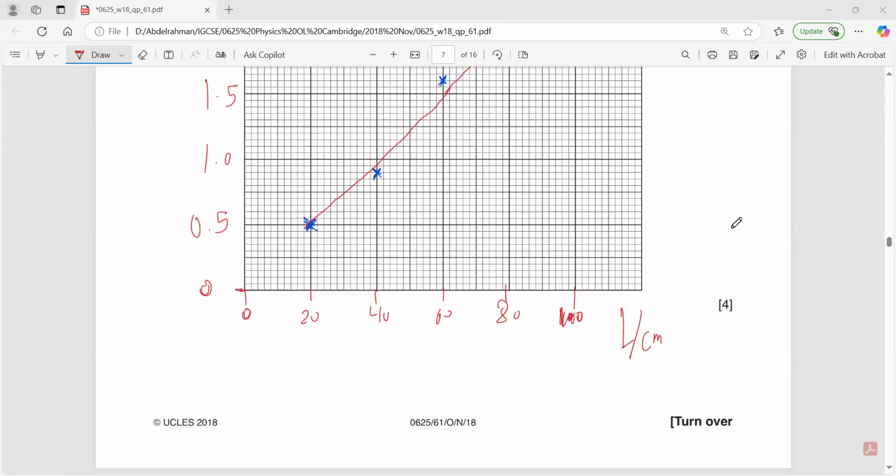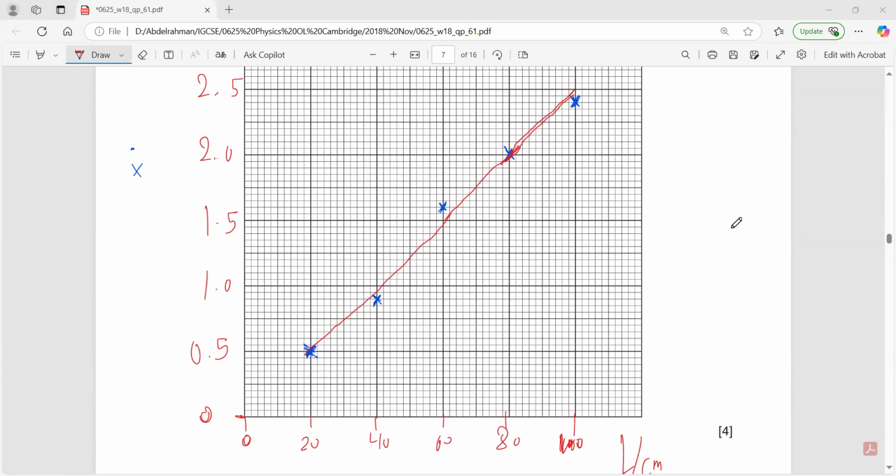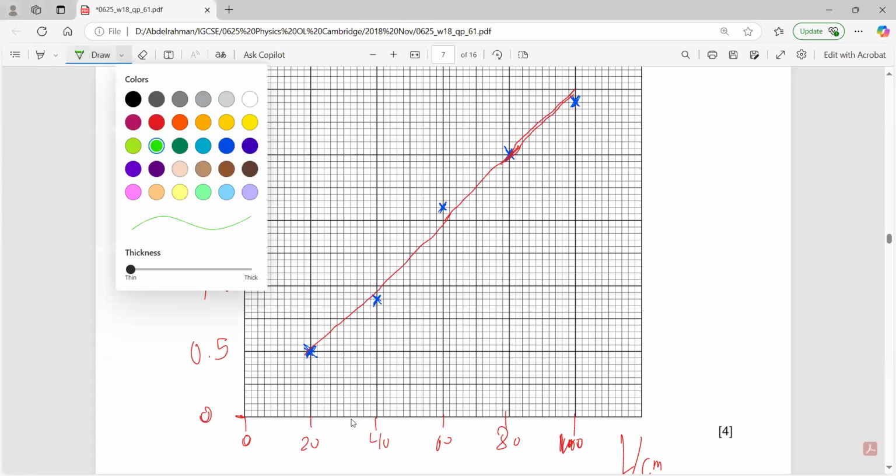Okay. Next question, he wants to find the gradient. How can I find the gradient? Using the rise over run method or the triangle method. The triangle method you have to draw on the graph. You must draw on the graph.